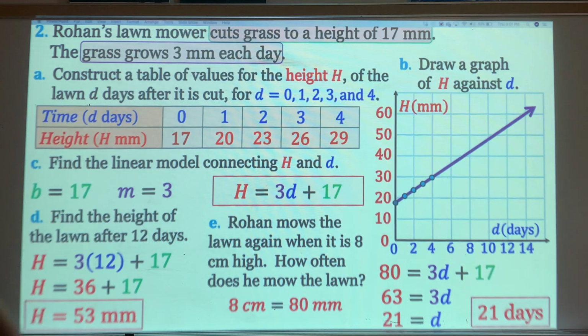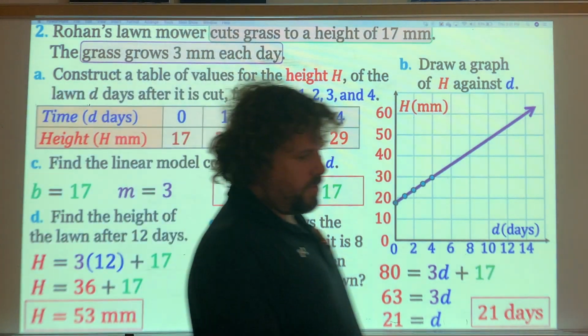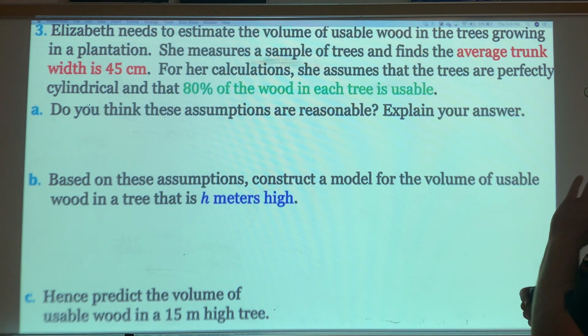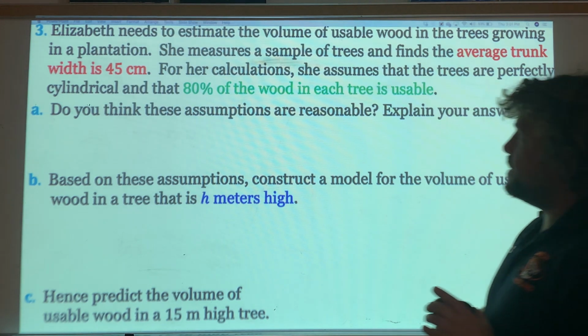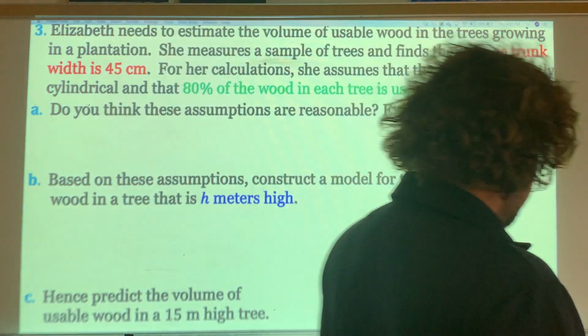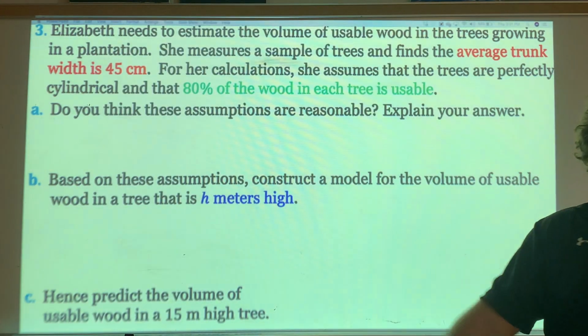All right, let's go to problem number 3. All right, so Elizabeth needs to estimate the volume of usable wood in the trees growing on a plantation. She measures a sample of trees and finds the average trunk width is 45 centimeters. Her calculation assumes that the trees are perfectly cylindrical and that 80% of the wood in each tree is usable. Do you think these assumptions are reasonable? So do you think these are decent assumptions, or do you think they're kind of crummy assumptions?